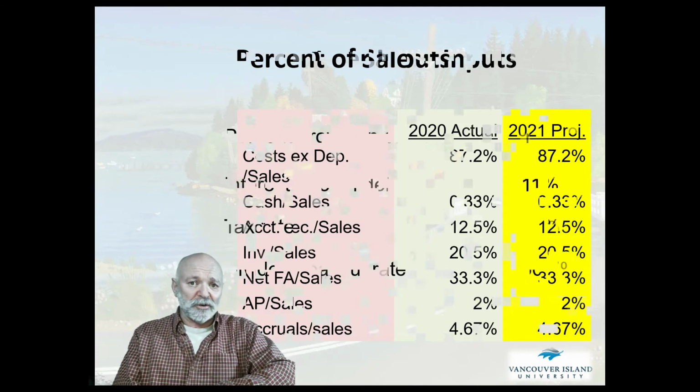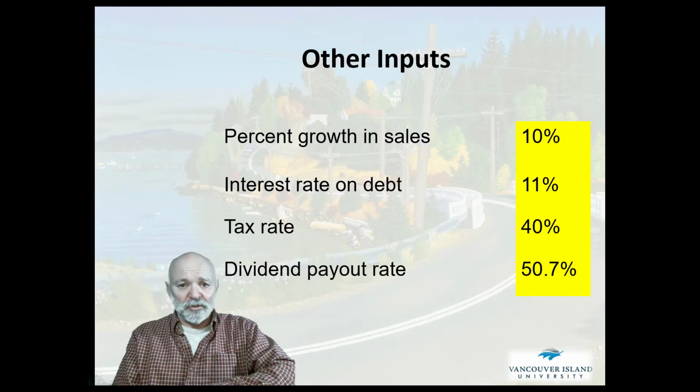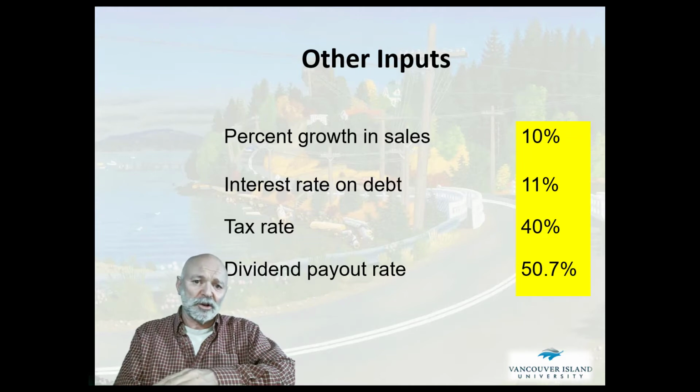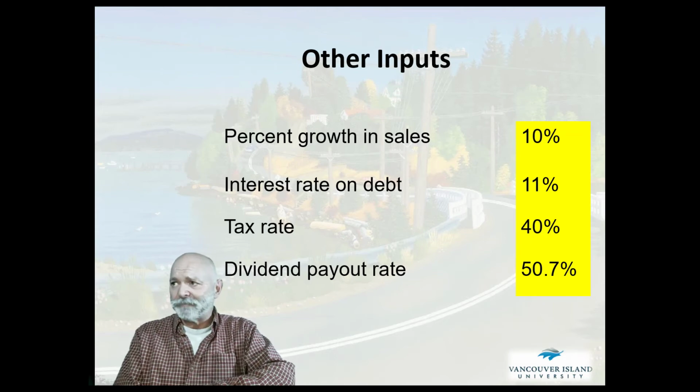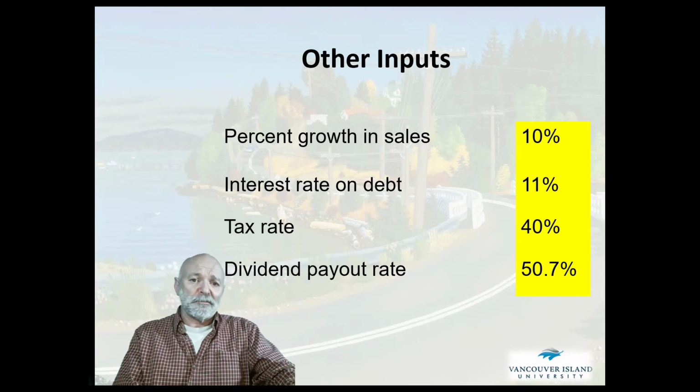We have a few other assumptions or inputs that we're going to add. The first thing is that we're going to grow our business by 10%. The interest rate on our debt is going to be 11% on long-term debt and 9% on short-term debt. We'll come back to that one in just a second. Tax rate is 40%, and dividend payout rate still 50.7%.